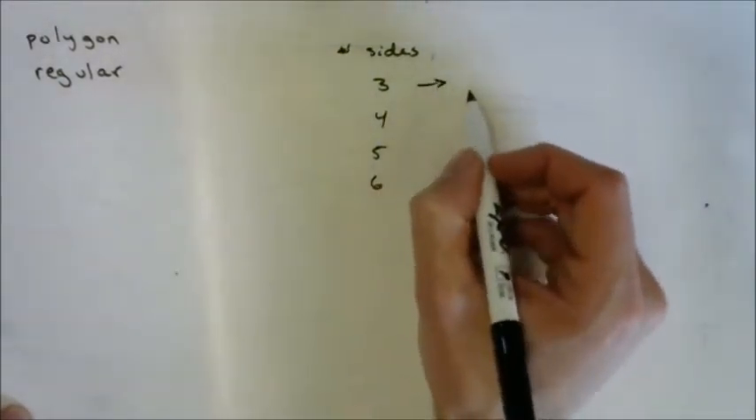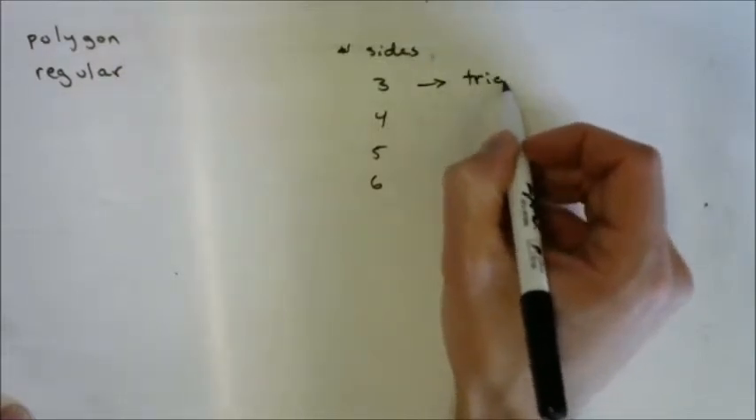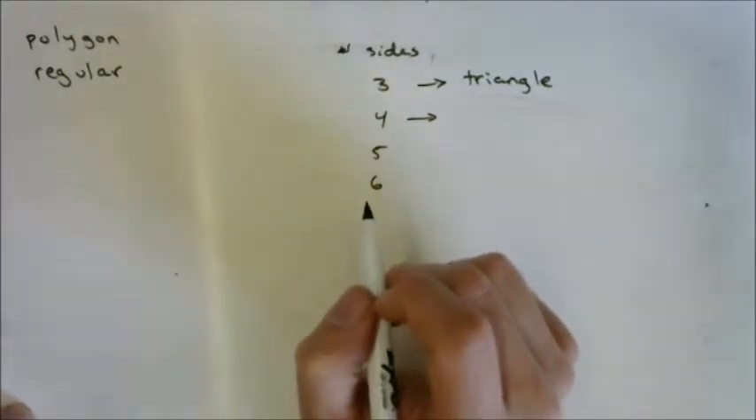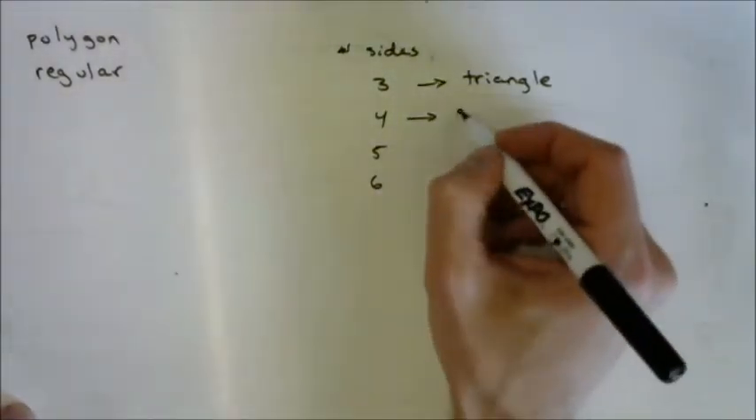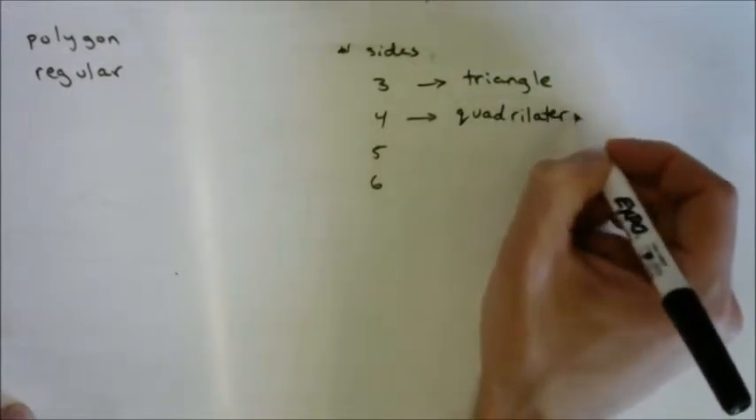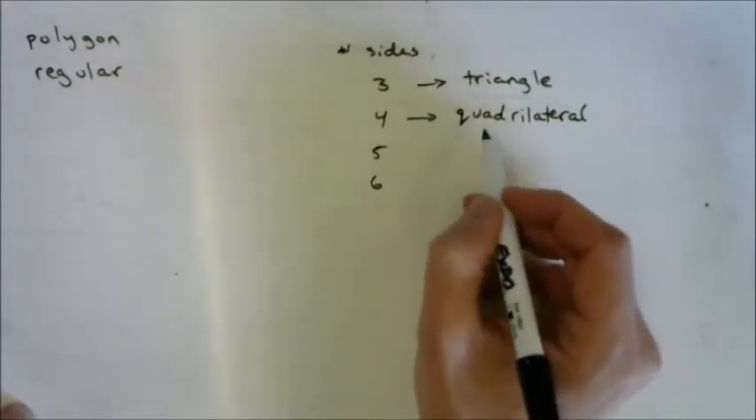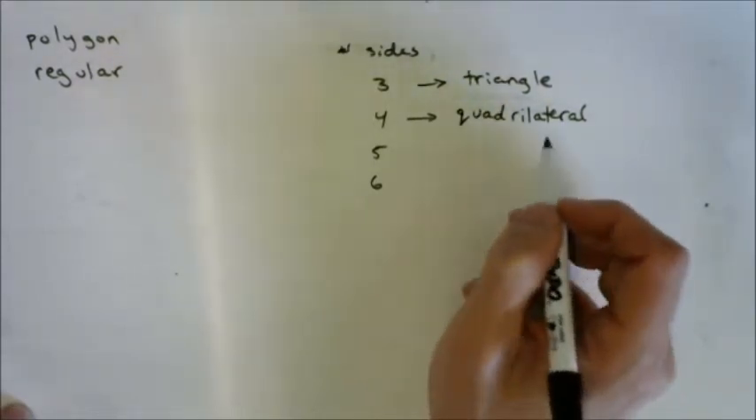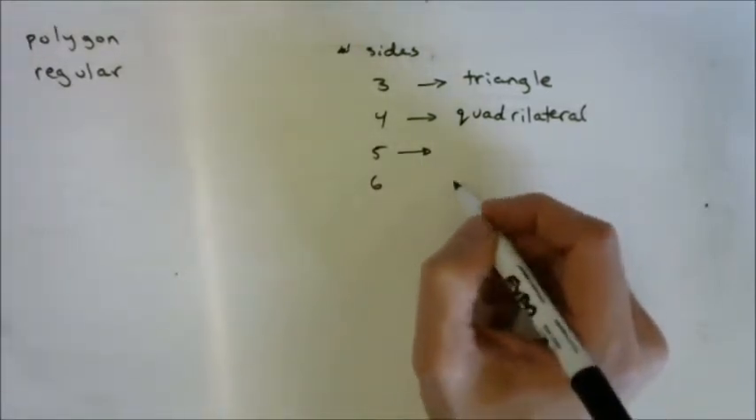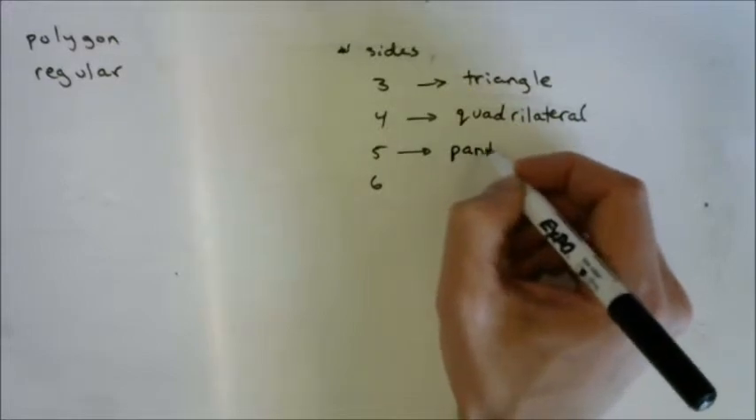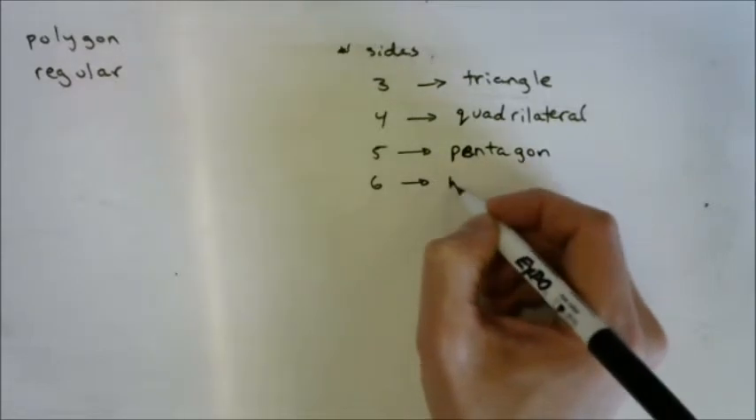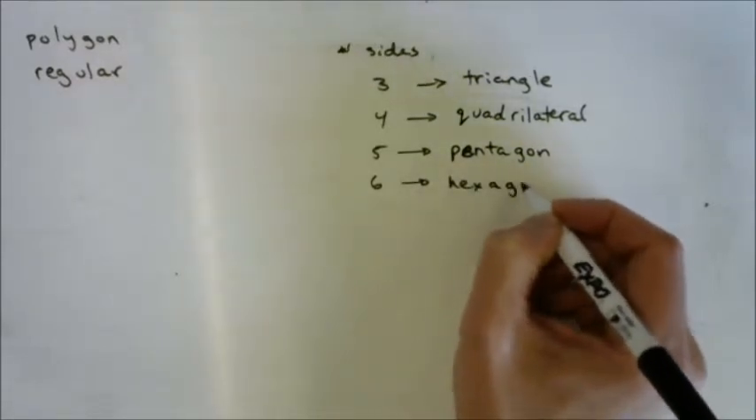What's the name of a 3-sided figure? Triangle. What's the name of a 4-sided figure? Quadrilateral. Is every 4-sided figure a rectangle? No. Every 4-sided figure is a quadrilateral. Quad means 4, and lateral means sides, that's what it literally means. What is a 5-sided figure called? Penta, meaning 5. Pentagon. Good. Hexagon. Do you know what a 7-sided figure is called?